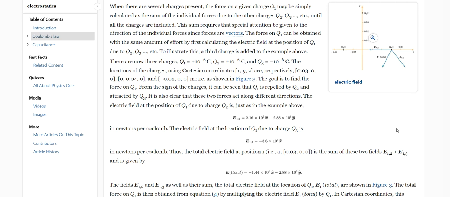To illustrate this, a third charge is added to the example above. There are now three charges, with the location of the charges given using Cartesian coordinates, respectively. From the sign of the charges, it can be seen that Q1 is repelled by Q2 and attracted by Q3. It is also clear that these two forces act along different directions. The electric field at the position of Q1 due to charge Q2 is just as in the example above.